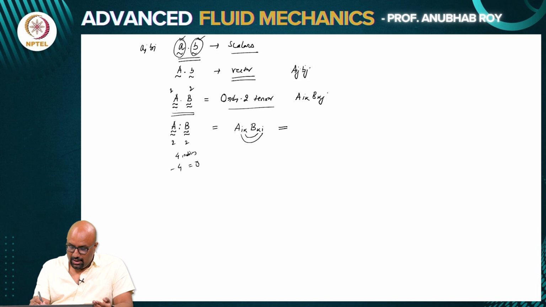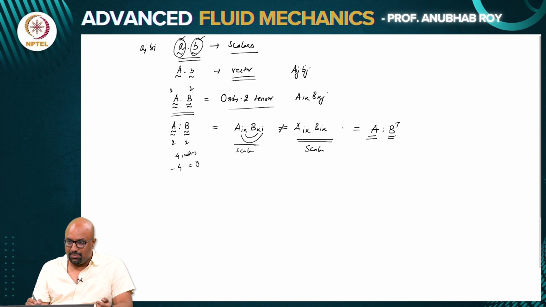You have to remember, this is not the same as aik bik, even though this also is a scalar. This is also a scalar, just like what you have here. In general, they are not equal, because aik bik, if I write in terms of the bold notation, this is going to be A double contracted with B transpose.